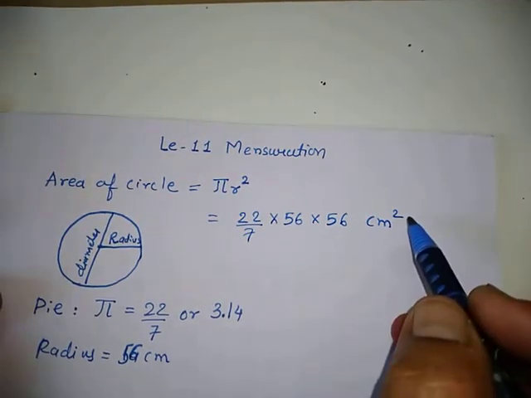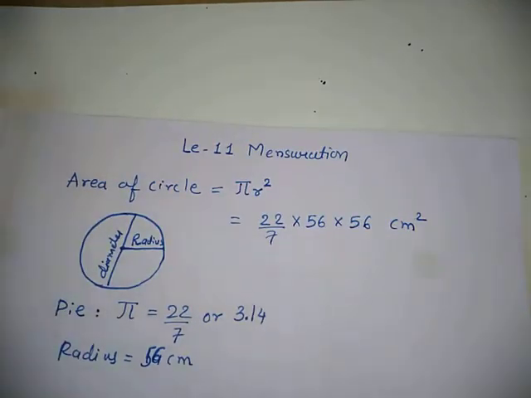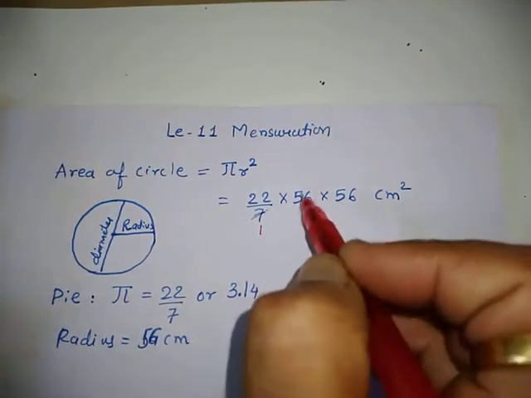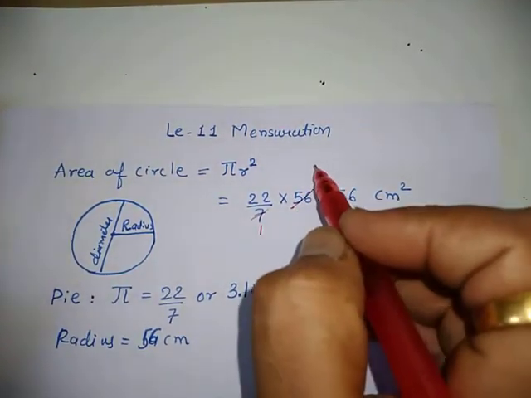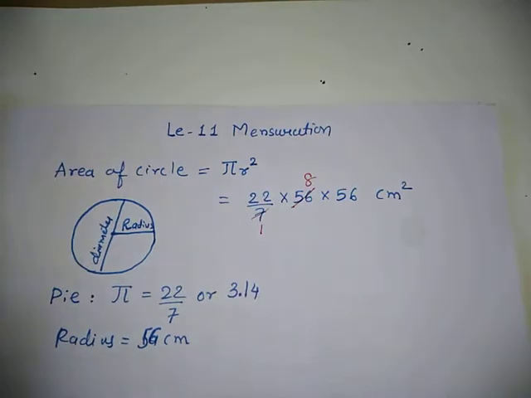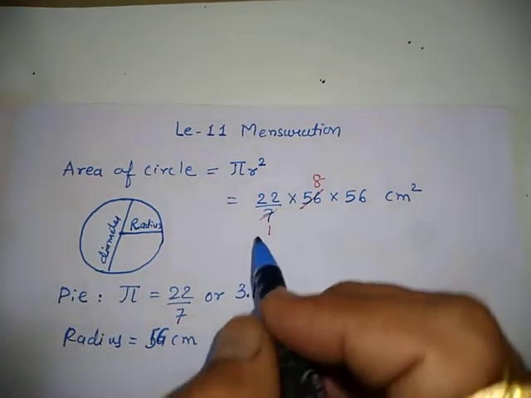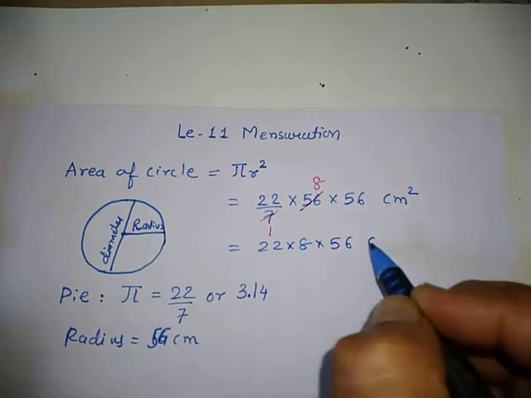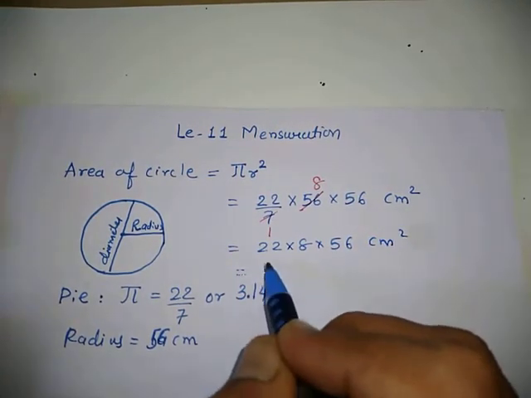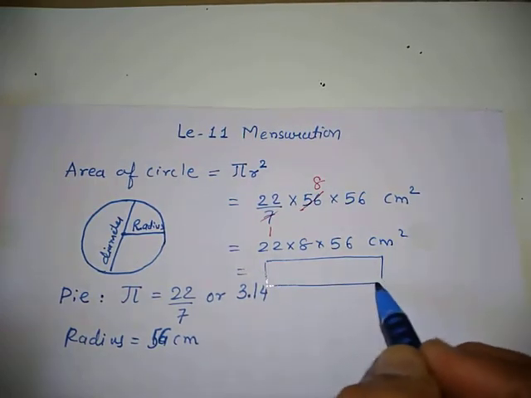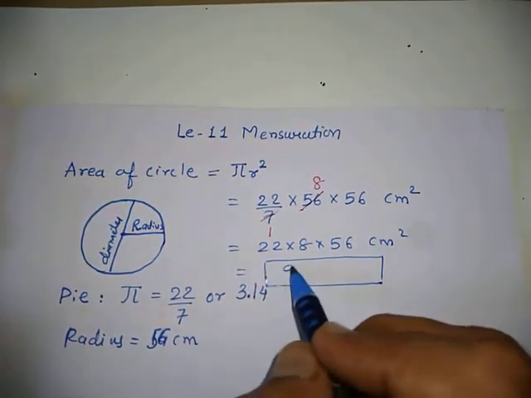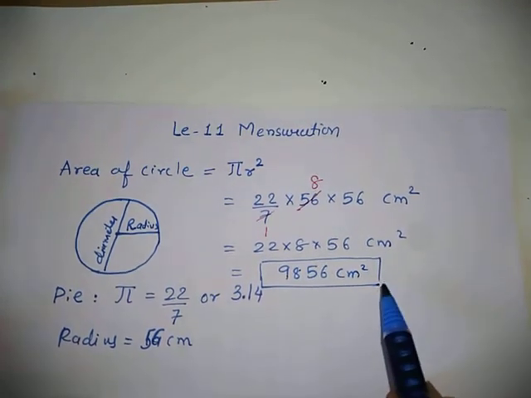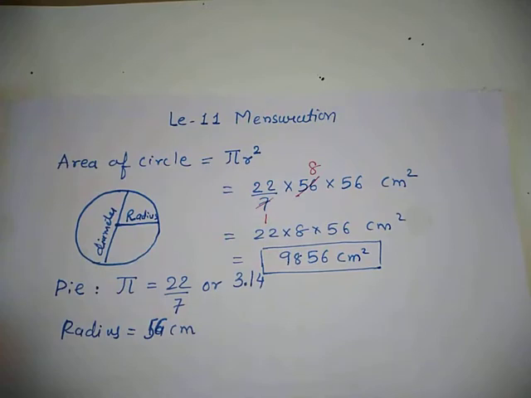Centimeter means centimeter square. Now here we can cancel these two numbers, reducing from 7 ones and 7 eights. So we get 22 into 8 into 56 centimeter square, and that will give us some answer. If we multiply this, we will get 9856 centimeter square. So this is the area of circle.